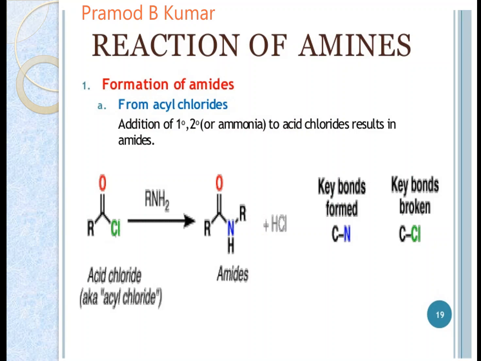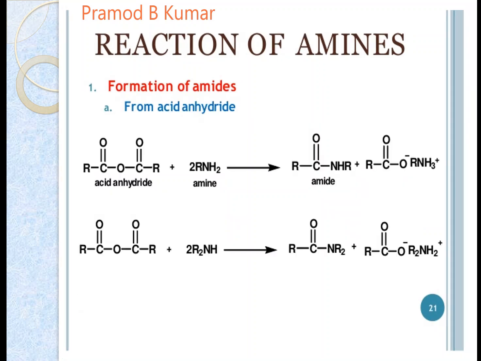Now let's go for the reactions. The first reaction is formation of amides. When you treat an acyl chloride with an amine, you get your amides. Next, when you treat an amine with an anhydride, an acid anhydride, you get your corresponding amides.